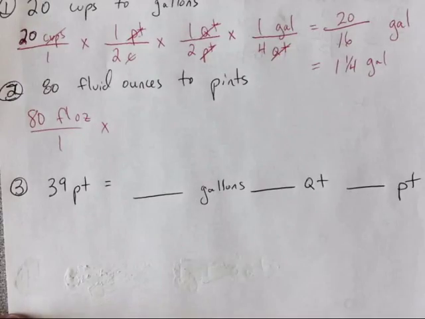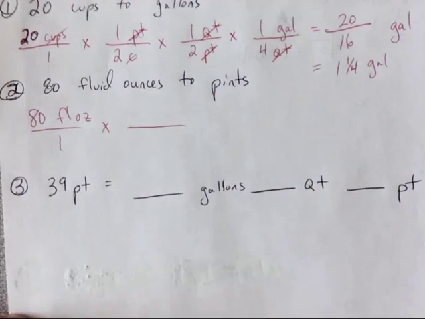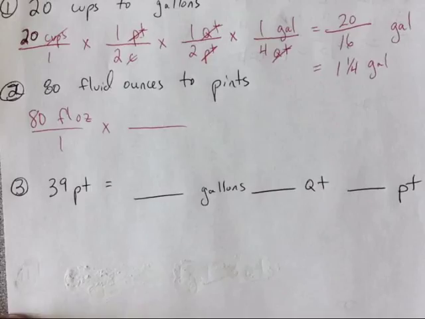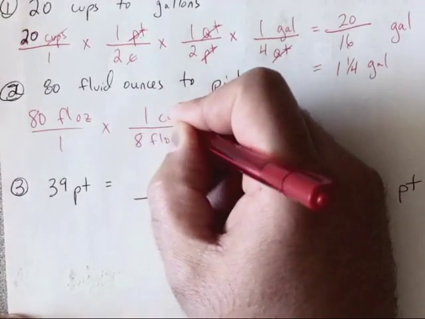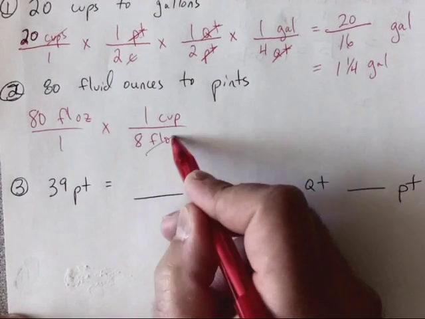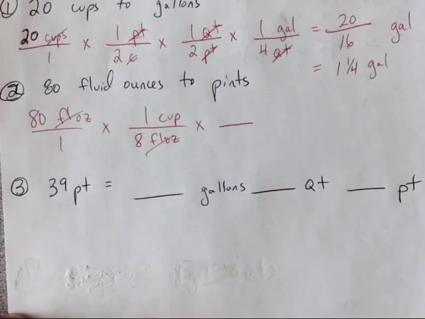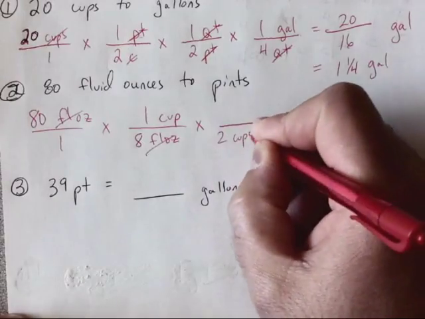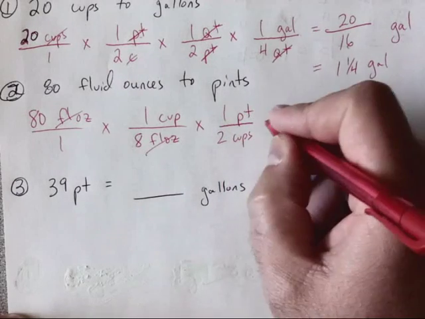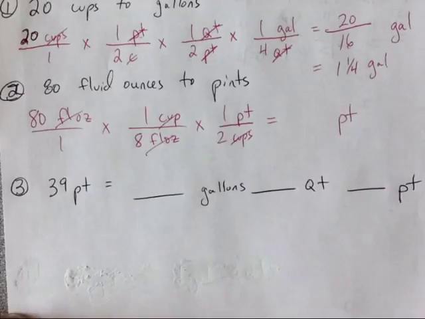We want to go from fluid ounces to pints, so we've got to go from fluid ounces to cups, and then from cups to pints. So we know there are 8 fluid ounces in 1 cup. So I'm going to put fluid ounces on the bottom, that way fluid ounces cancels and I'm left with cups. And then we want to go cups to pints, and we know there are 2 cups in 1 pint. So 2 cups, 1 pint, and then that should cancel cups and leave us an answer in pints.